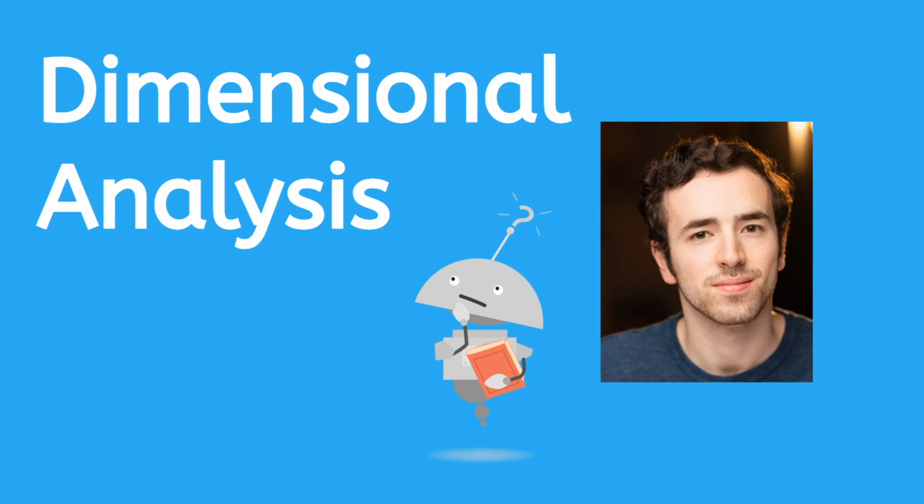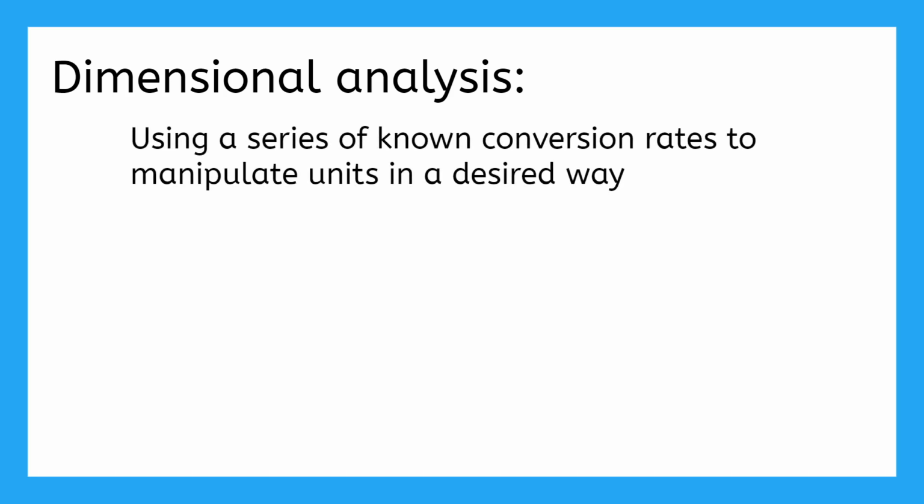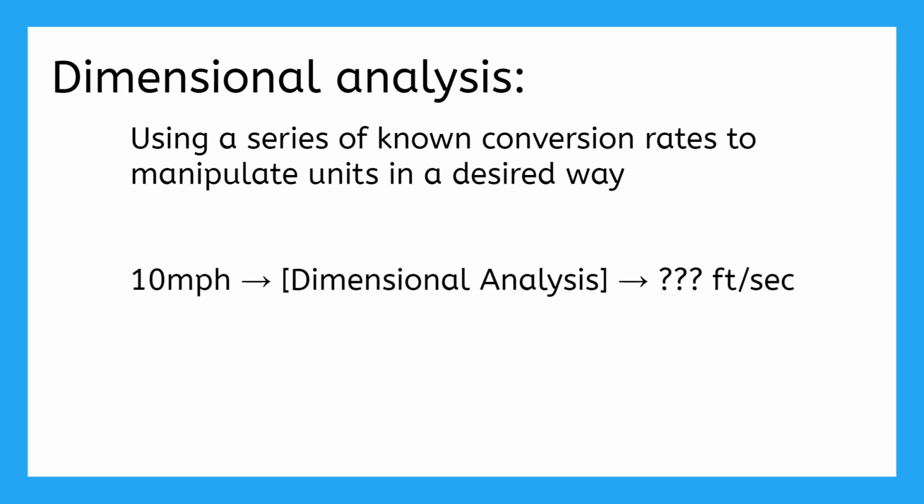In this video, we're going to be learning how to convert rates using everything we've learned already in this lesson, a skill which is called dimensional analysis. So before we jump into examples, let's define dimensional analysis. Dimensional analysis is just using a series of known conversion rates to manipulate units in a desired way. Basically, if you have a measurement in miles an hour, but you need it in feet per second, dimensional analysis is how you'd convert it.